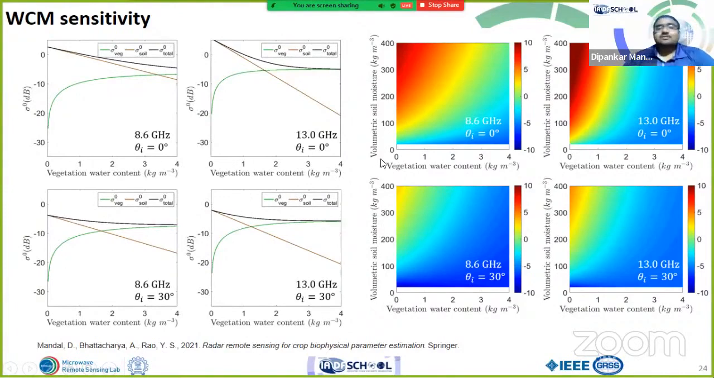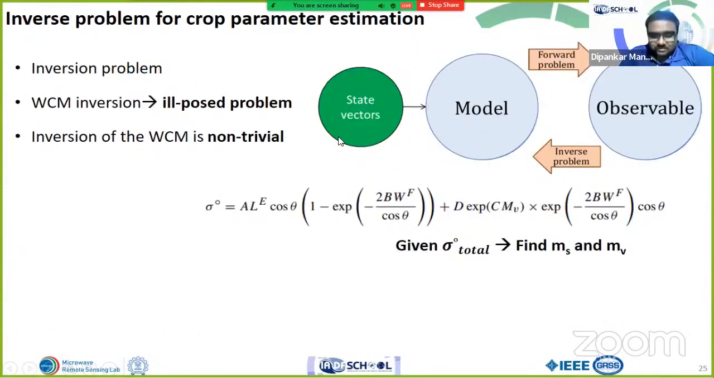Now we'll go for the inversion problem. So let's say this is one of the generalized forms of the water cloud model, which was later established by different researchers. This total backscatter intensity is related to leaf area index, LAI, and there is a soil moisture component MV, and we can also see there is water content W, vegetation water content, in this component. Now, in the forward model, we have the backscatter intensities, but we don't have the moisture and the vegetation properties. So the inverse problem is we have the total backscatter. We need to find the soil moisture and the vegetation components.